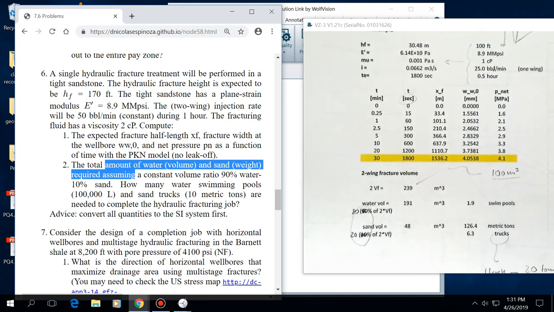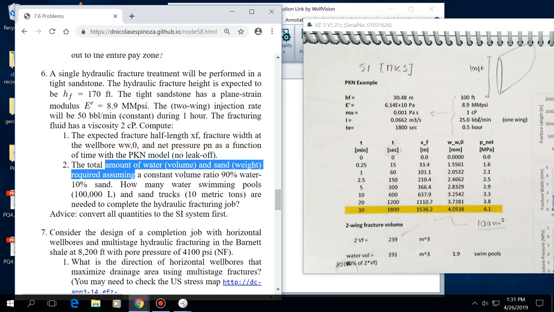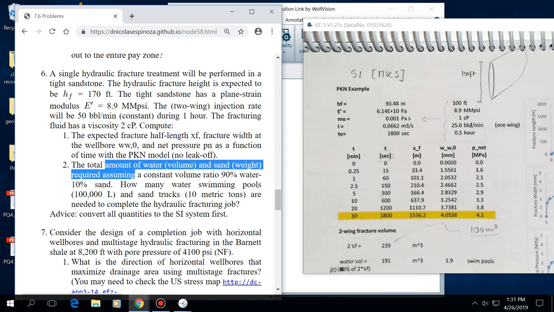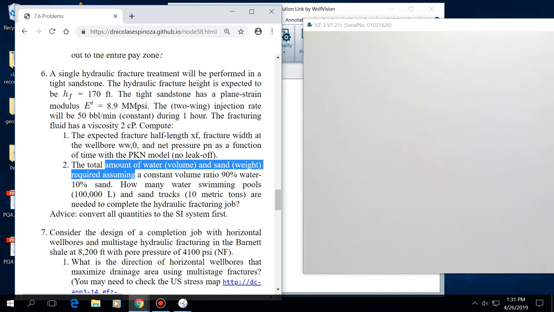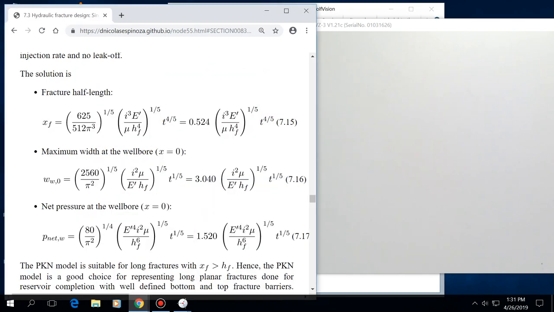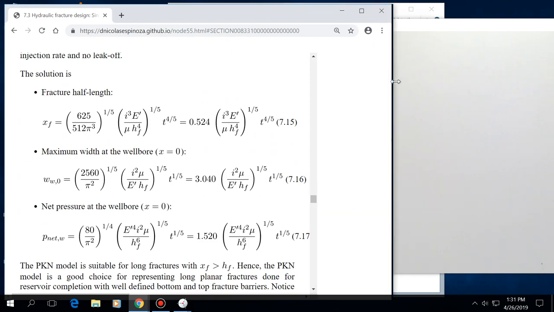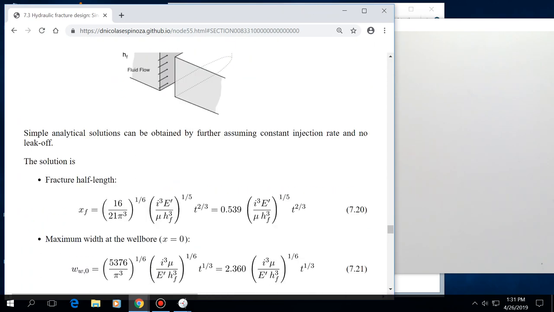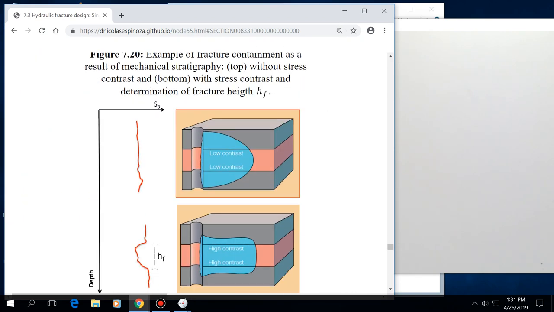Let's go now to the more complex problem. In this case, I gave you the fracture height, but many times we do not know that a priori. We have to determine that. And how do we determine that? With something that is called a stress log. A stress log is going to utilize the measurement of mechanical properties in the formation in order to determine what is the minimum principal stress.